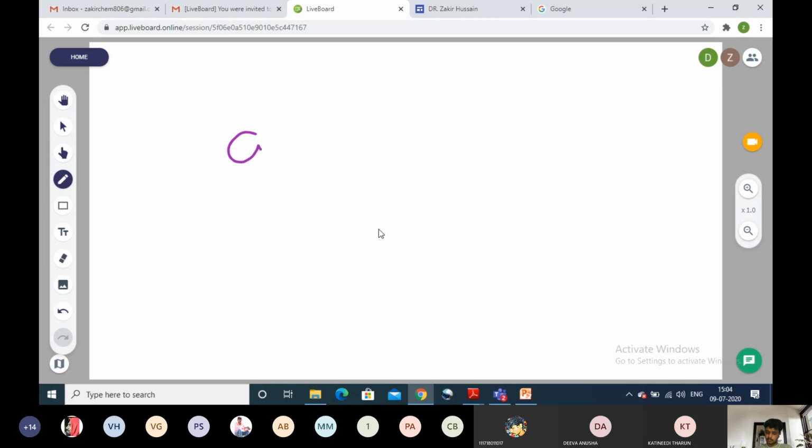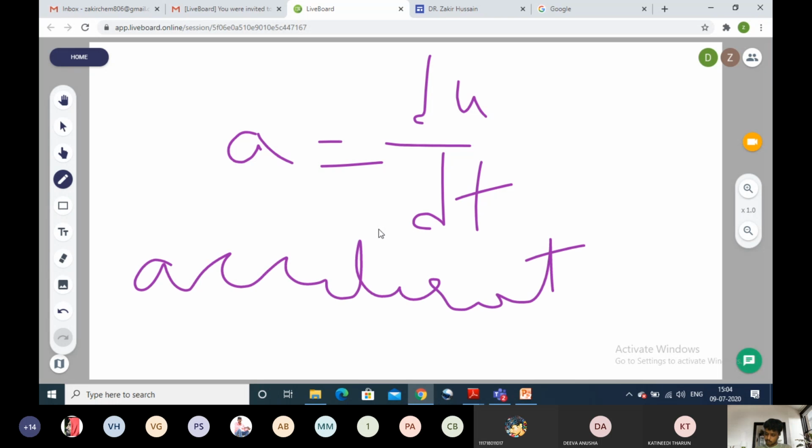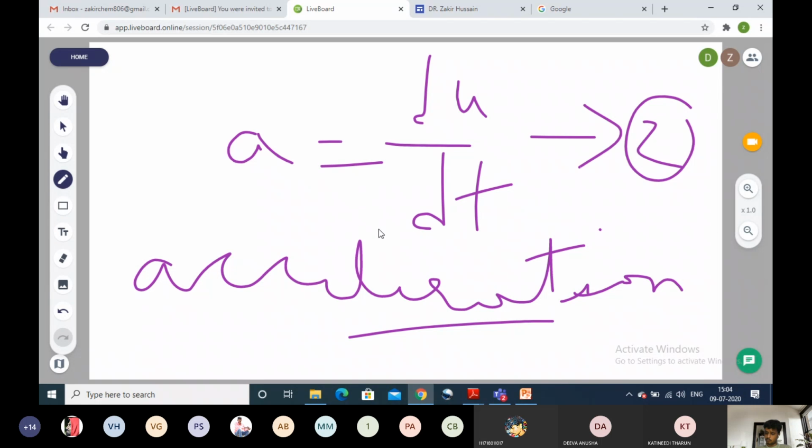Acceleration is denoted by small a, which is nothing but the change in velocity with respect to time. This is called acceleration. Whenever a constant force acts on some body, this acceleration will be caused. This is equation 2.